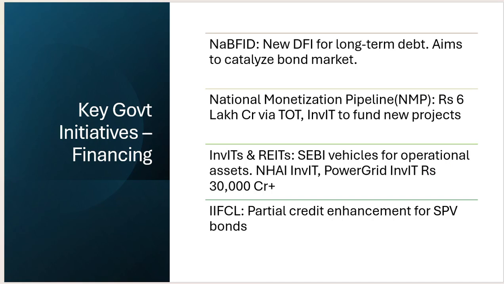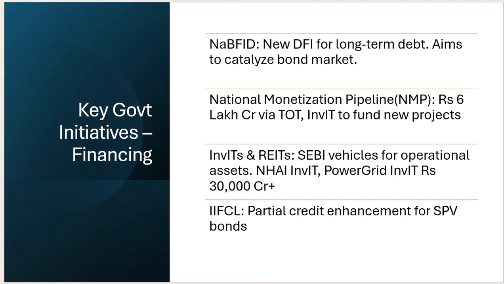The first one is NaBFID, the National Bank for Financing Infrastructure and Development, a new development financial institution for long-term debt, aiming to catalyze and develop the bond market to finance infrastructure. Then the National Monetization Pipeline (NMP): 6 lakh crore via TOT to fund new projects. So 6 lakh crore will be collected and invested in new projects.